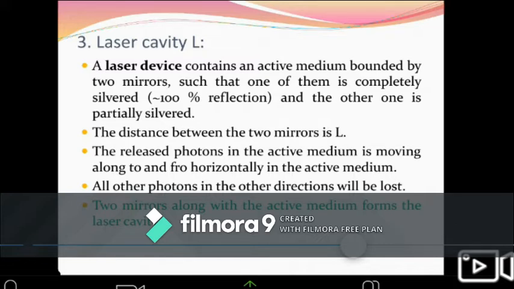So what is the laser cavity? It is the distance between the two mirrors. Here, look, the photons are moving. The laser cavity length L should be arranged such that it is equal to n times lambda by 2. I'll tell you what that is in the next slide. The distance between the two mirrors should be arranged in such a way that you will amplify the laser signal. I'll show you in the next slide.